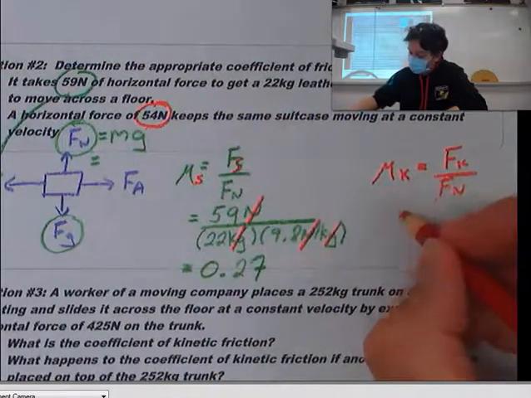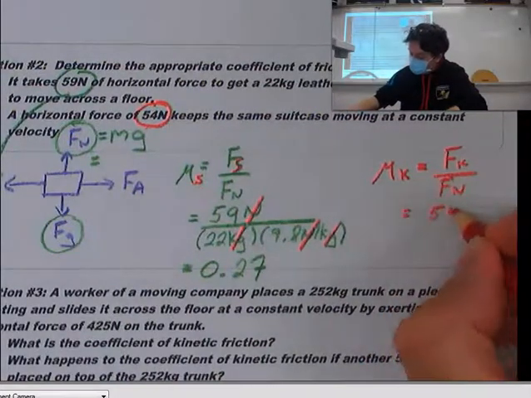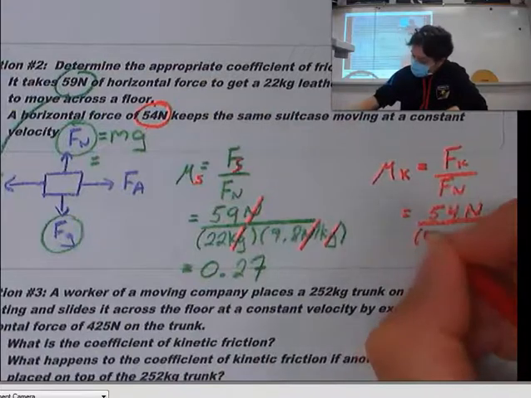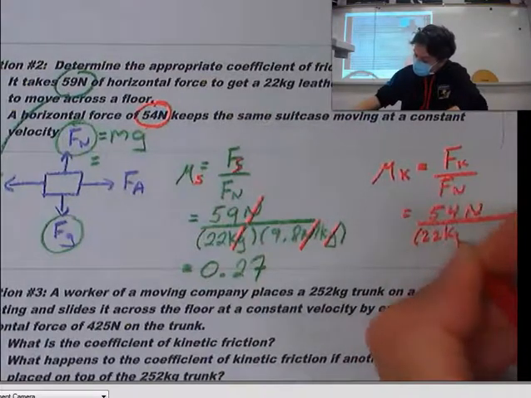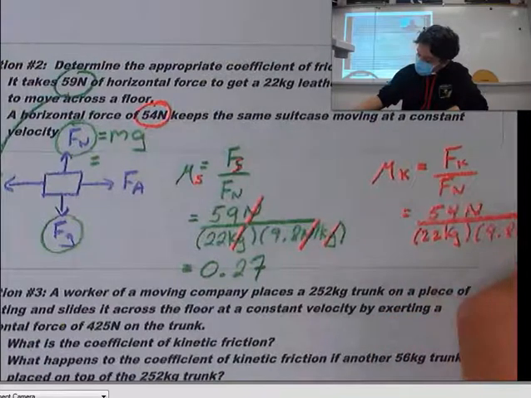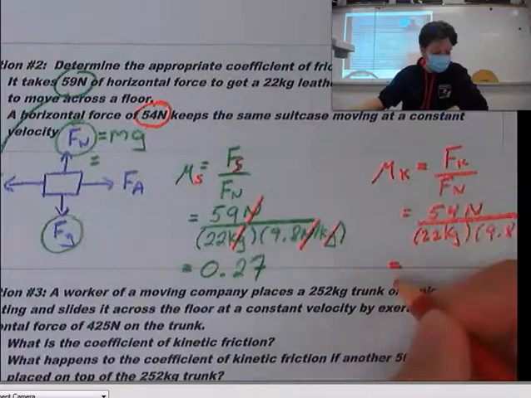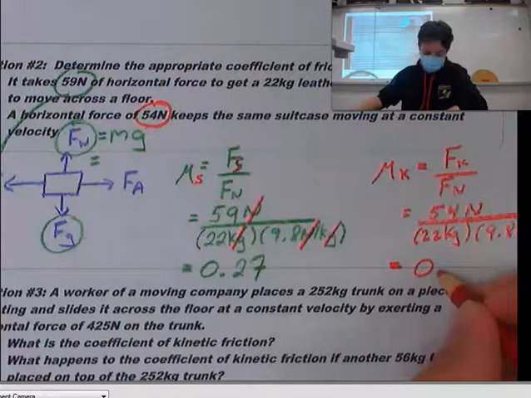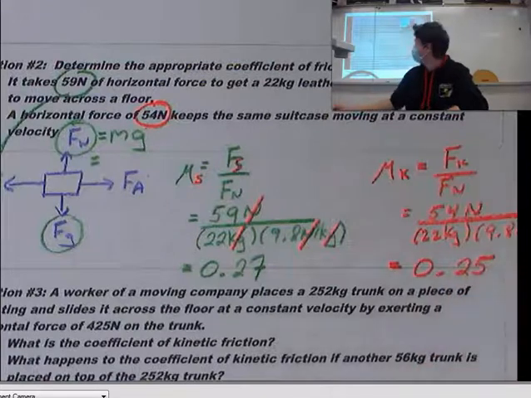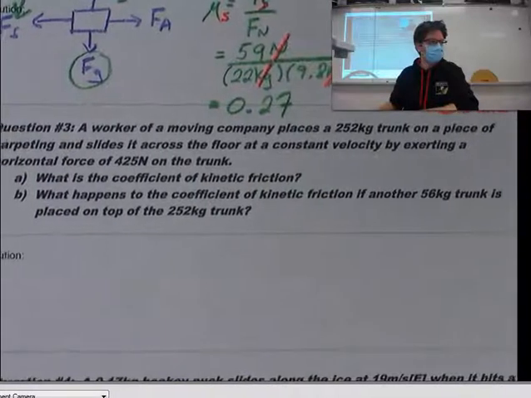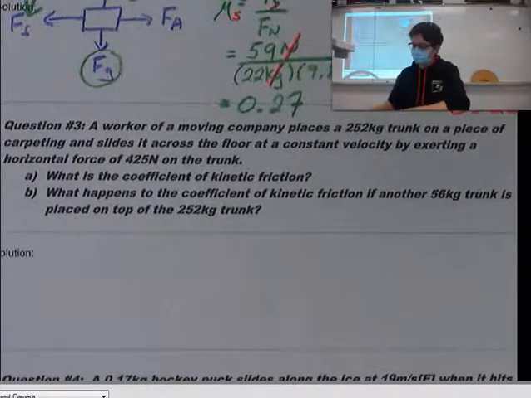So we will write 54 newtons divided by the mass, 22 kilograms, times gravity, 9.8 newtons per kilogram. And we get a coefficient which will be slightly less, because it's kinetic, of 0.25. All right, let's try the next question.